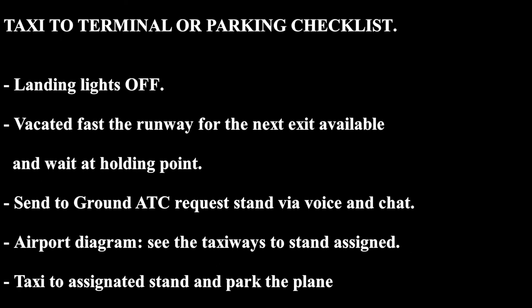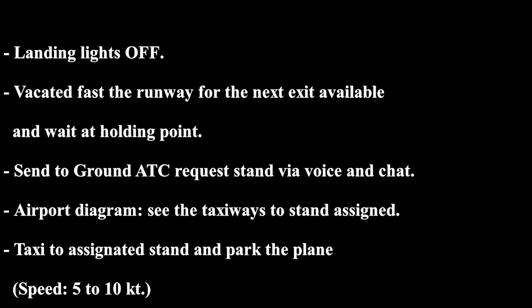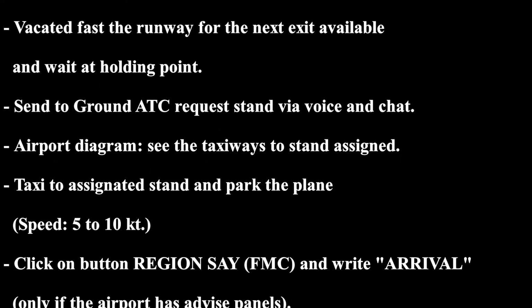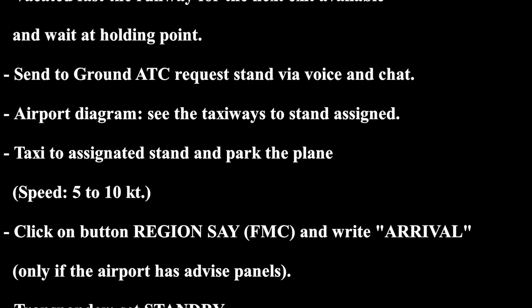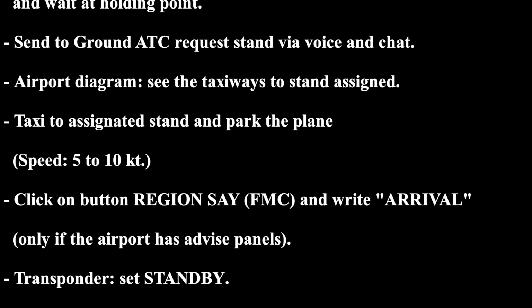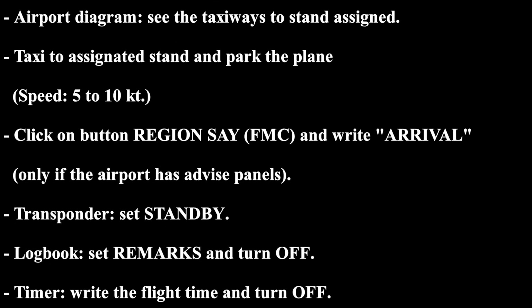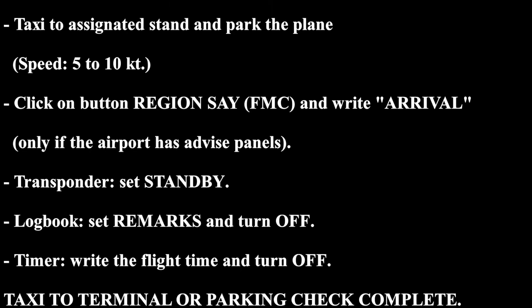Landing lights off. Vacate the runway fast at the next exit available and wait at the holding point. Send to ground ATC request stand via voice and chat. Airport diagram: see the taxiways to the assigned stand. Taxi to AC90 stand and park the plane, speed 5 to 10 kT.